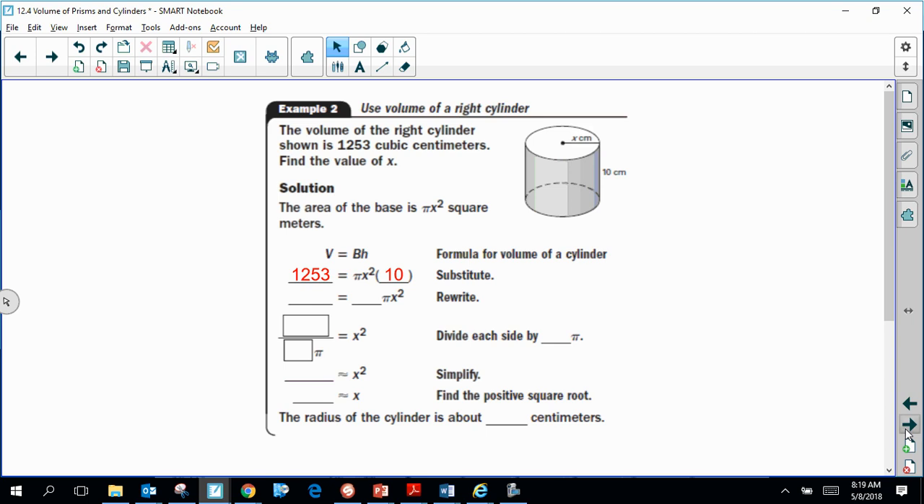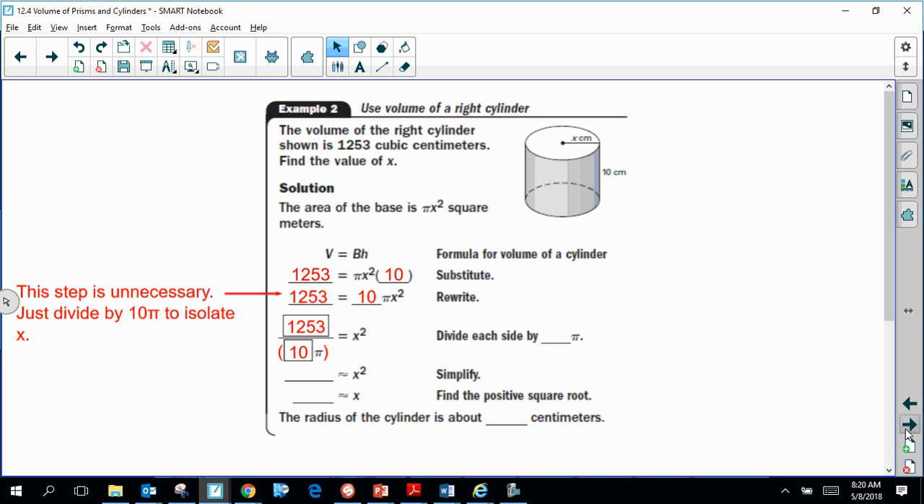Simplifying here, at this point, they're giving us an additional step that I don't think is really necessary, but some people may need to see it. Here, they're moving the 10 in front of the pi, so they're saying 10 pi x squared. I don't really think that's necessary. The 10 and the pi, as long as you recognize they're multiplied to your variable, all you have to do is divide by both of those. So we divide the 1253 by 10 pi.